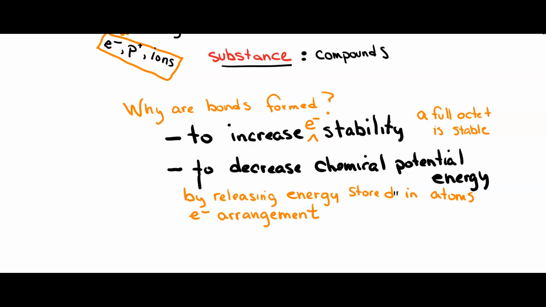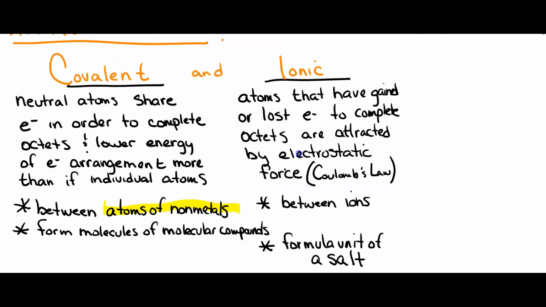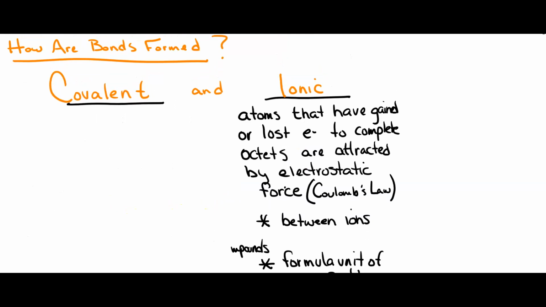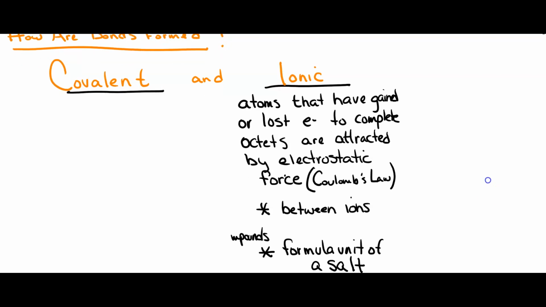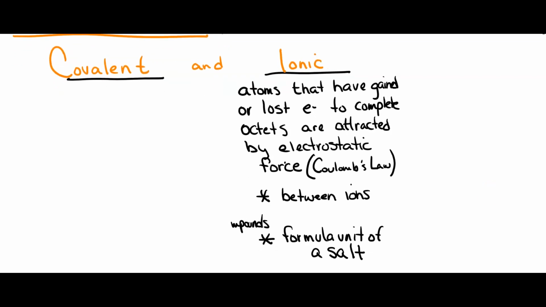Now, let's talk about how bonds form. Our focus now will be on covalent bonding, as we've already studied ionic bonding. When we studied ionic bonding, you know that atoms have gained or lost their electrons so they can complete their octet, and then once they're charged particles, they're attracted to each other through electrostatic force, and that electrostatic force is governed mathematically by Coulomb's law, and it works between ions, and we call the thing that we get a formula unit of a salt. That's the pairing of cation and anion in their simplest whole number ratio.